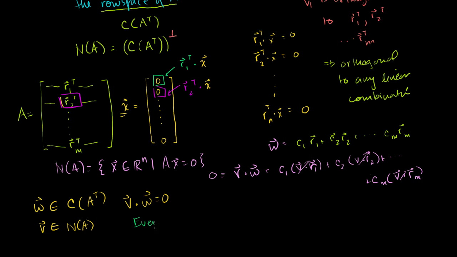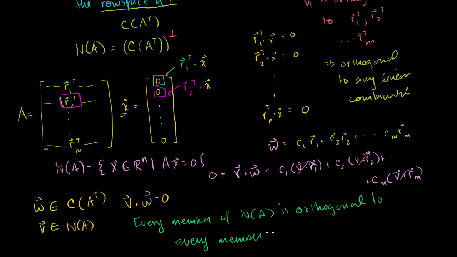Every member of the null space of A is orthogonal to every member of the row space of A. Now, that only gives us halfway.